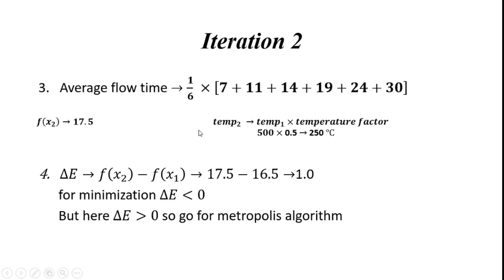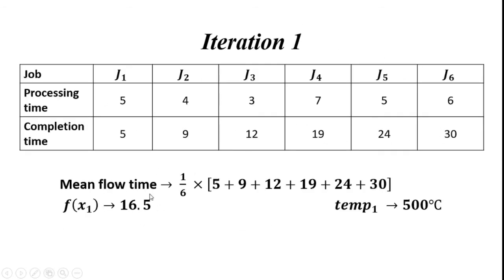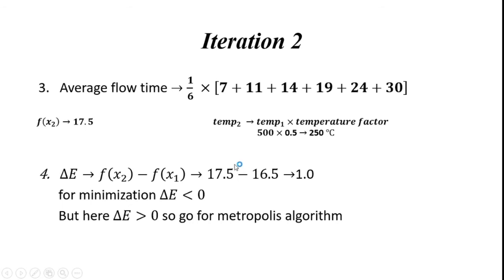Now I identify the delta E value, the overall energy I got from this iteration 2. So delta E is equal to f of x2 minus f of x1. What is f of x2? What I got from the f of x value in iteration 2, subtracted from what I got from iteration number 1. So f of x2 is equal to 17.5, f of x1 is equal to 16.5. So I subtract both of them. 17.5 minus 16.5 is equal to 1.